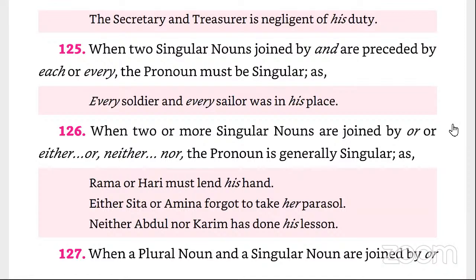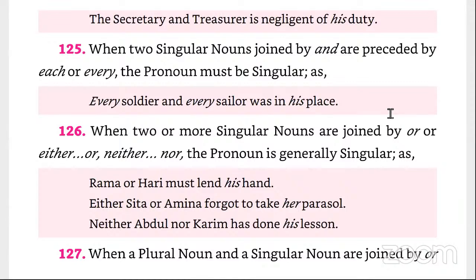कि हर soldier, हर sailor अपनी जगह पे था, each. So the meaning of singularity comes here, we will say his, in his place, not in their place. Even though there is and, we are not going to talk about that here.